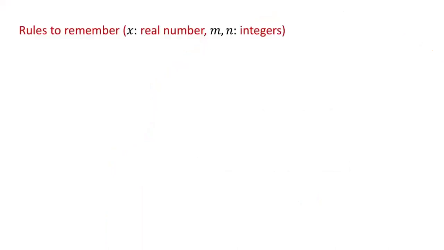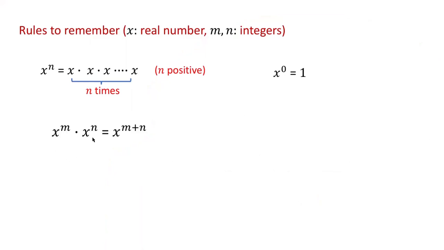Hello and welcome. Let's remember some of the rules. x is a real number, m and n are integers. So x to the power n is x times x times x, n times. And x to the power 0 is equal to 1. x to the power m times x to the power n is x to the power, we add the exponents, m plus n.